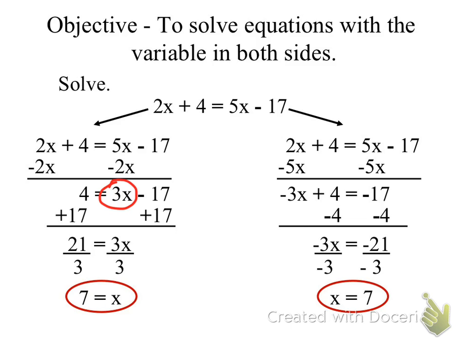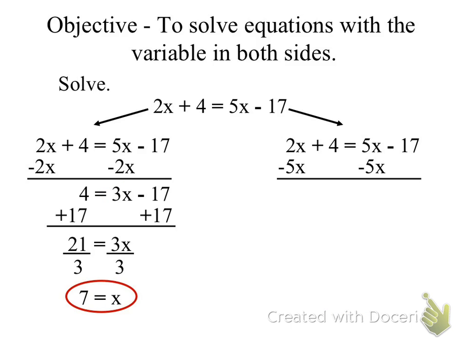One more time. I could have done a third route. I could have moved my numbers all to one side. And that would have been like, I would have gone minus, I could move plus 17.